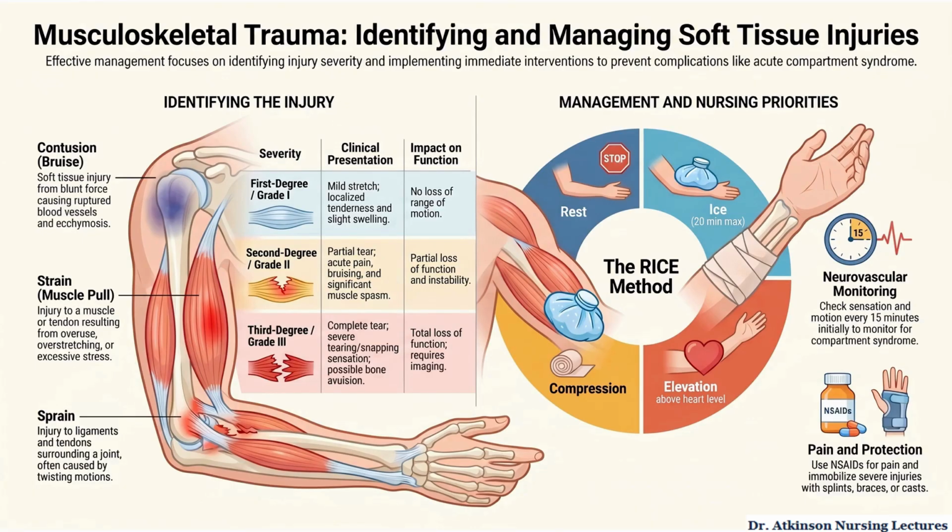In summary, soft tissue injuries include contusions, strains, and sprains, each affecting different structures and requiring accurate grading to guide treatment. Initial management centers on the RICE protocol: rest, ice, compression, and elevation to reduce pain, swelling, and further tissue damage. More severe grade 2 and 3 injuries may require immobilization, NSAIDs, imaging, or surgical evaluation. Continuous neurovascular monitoring is critical because worsening pain, numbness, or loss of motion may signal acute compartment syndrome, a limb-threatening emergency requiring immediate intervention.